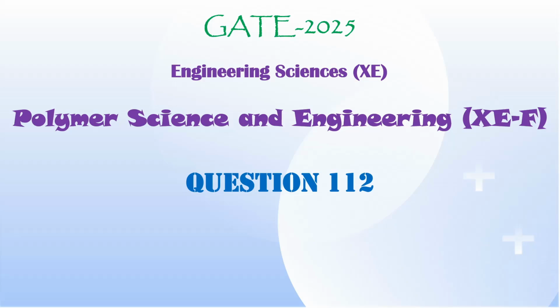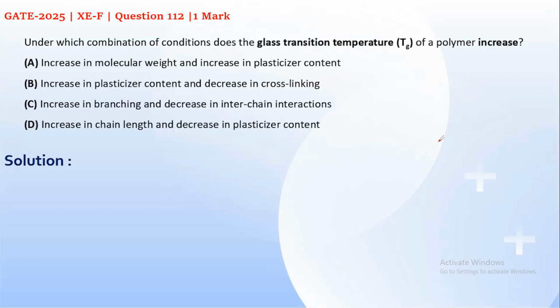In this video, we will discuss the solution of question number 112. This question was asked for 1 mark. Under which combination of conditions does the glass transition temperature, that is Tg, of a polymer increase?